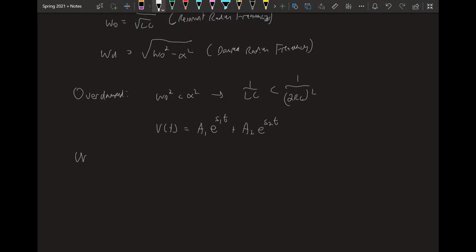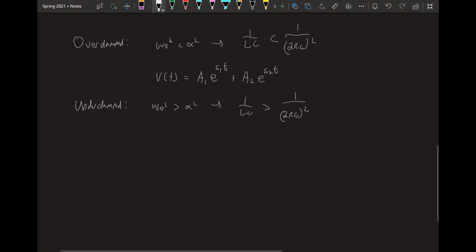For an underdamped response, this is when the roots of the characteristic equation are complex. Or in other words, if omega naught squared is greater than alpha squared. So if 1 over LC is greater than 1 over 2RC squared.